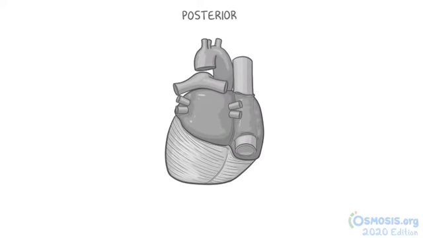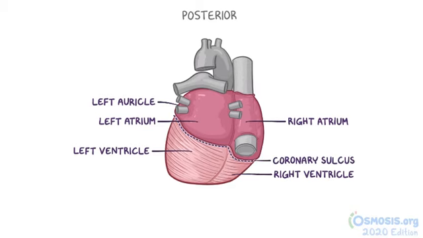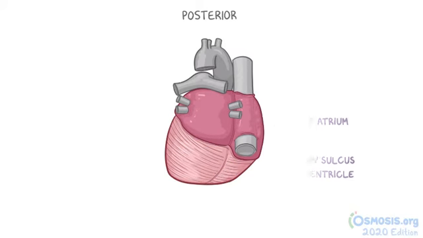Now, on a posterior view, we can see the left atrium and the left auricle, most of the left ventricle, as well as the right atrium and right ventricle. As before, the atria and ventricles are separated by the coronary sulcus, but now the right and left ventricle are separated by the posterior interventricular sulcus.